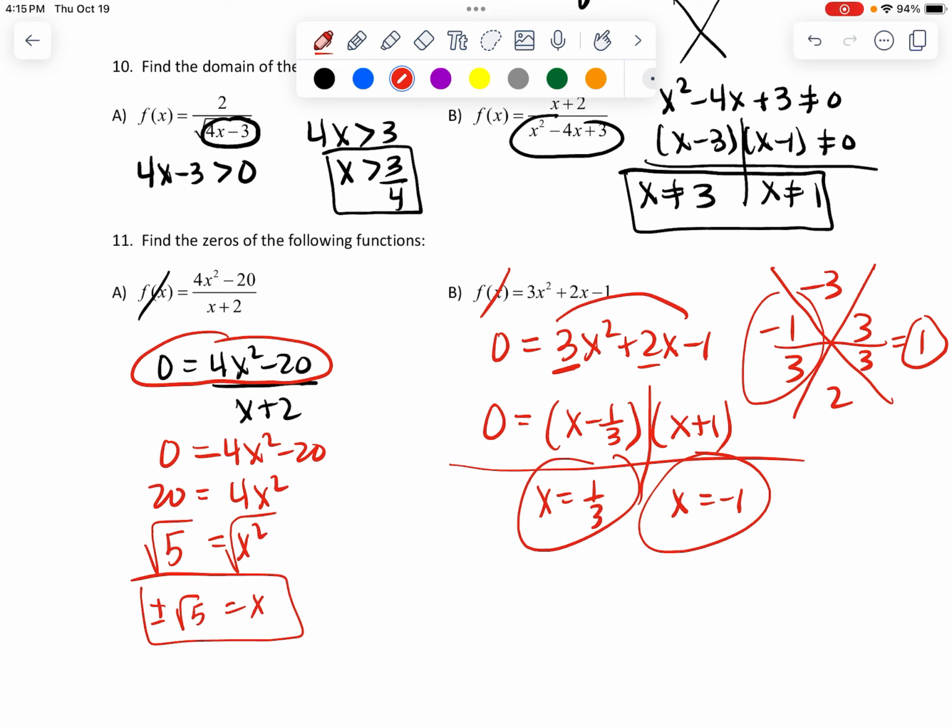Okay, and you might be thinking, what's the point of this? The zeros are where your graph crosses the x-axis, which is going to become really, really important in the next chapter.